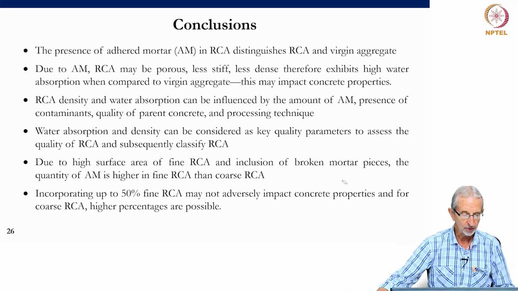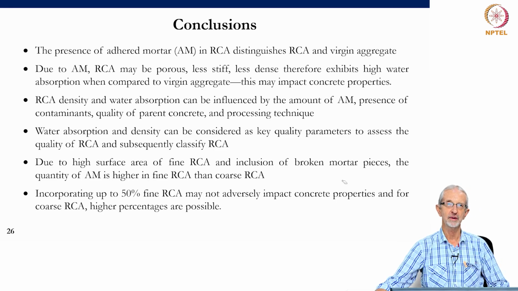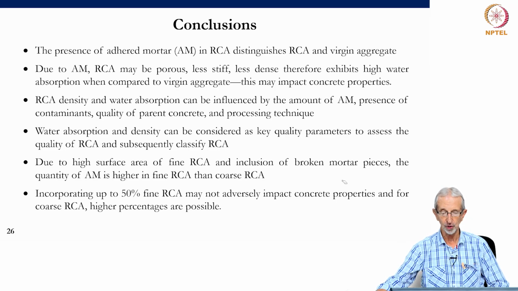Let me draw some conclusions here. The presence of the adhered mortar in a recycled concrete aggregate distinguishes it from the virgin aggregate. Secondly, due to that adhered mortar, RCA may be more porous, less stiff and less dense, and would therefore exhibit higher water absorption and indeed higher water demand in concrete mixes when compared to virgin aggregate, which in turn may impact concrete properties. A point I've made along the lecture is that this additional water absorption can be accommodated by additional water addition, or by a revision of the mixing regime. You can sometimes get away with that, or use modern admixtures.